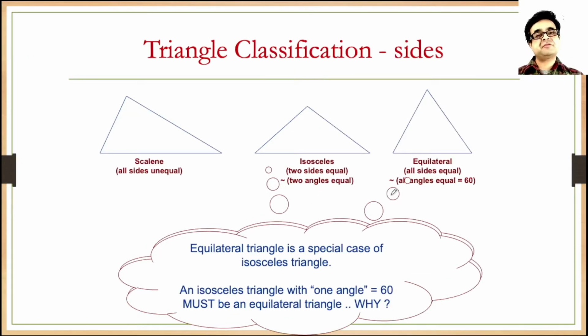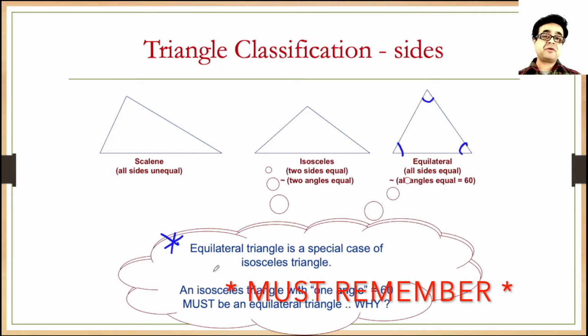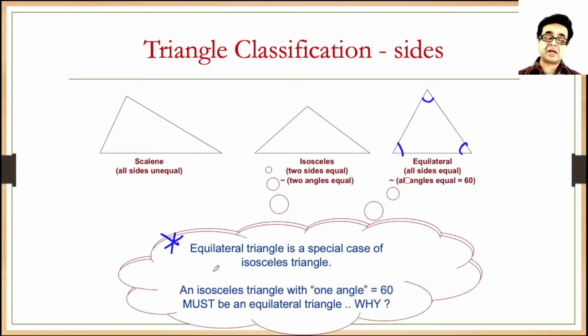The other way to classify a triangle is through sides. A triangle where all three sides are unequal is called a scalene triangle. A triangle where two sides are equal is called an isosceles triangle, and a triangle where all sides are equal is called an equilateral triangle. The other property of an equilateral triangle is that all angles would be 60 degrees. In fact, an equilateral triangle is a special case of an isosceles triangle, and this is an important property that you would have to remember. In fact, it is an isosceles triangle with any one angle as 60 degrees.